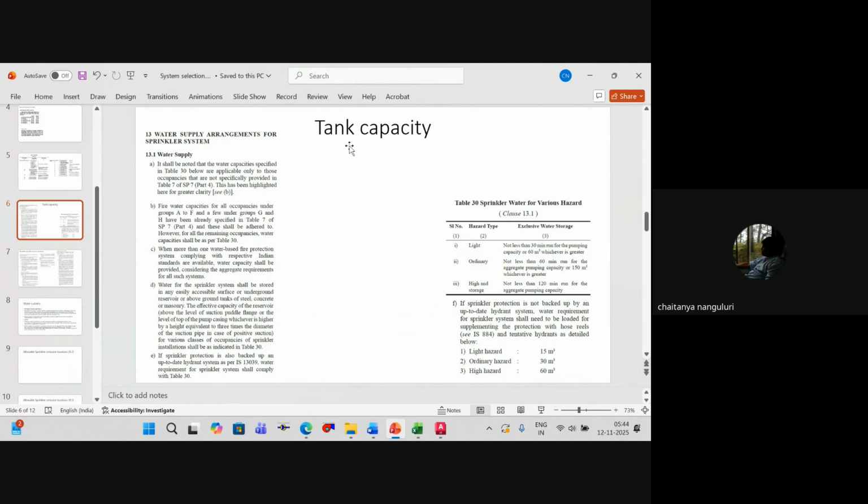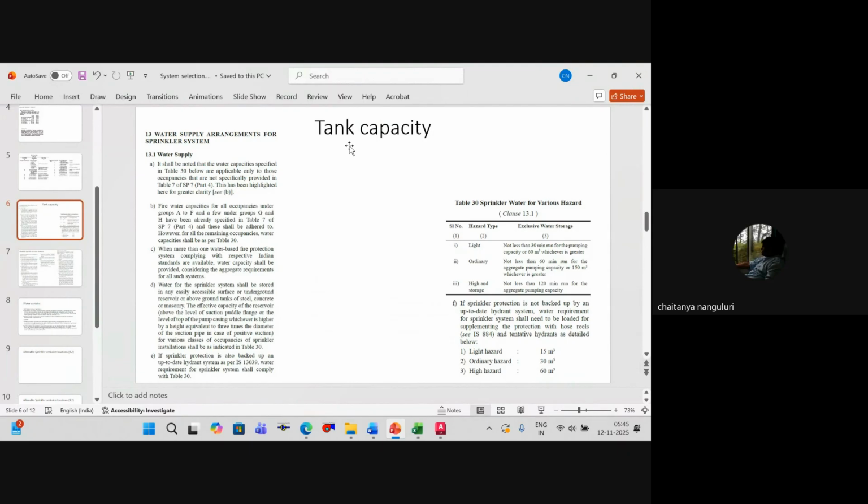In table 7, we've already come to know what flow rate is required, I mean, what the tank capacity is, right? Yes. So we can blindly follow that. If it were not there, then you have to go to this table 30, which clearly says that minimum you should have 30 minutes for light hazard, around 60 minutes for ordinary hazard, and for high storage 120 minutes is the minimum storage time you have to keep. Is that clear? Yeah, yeah.